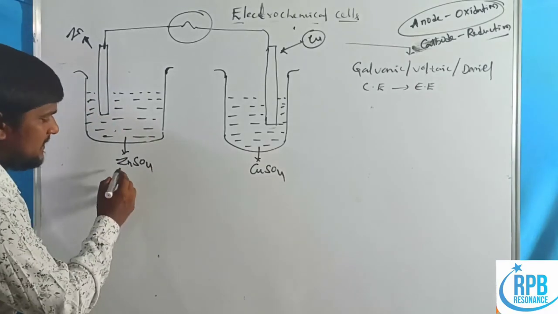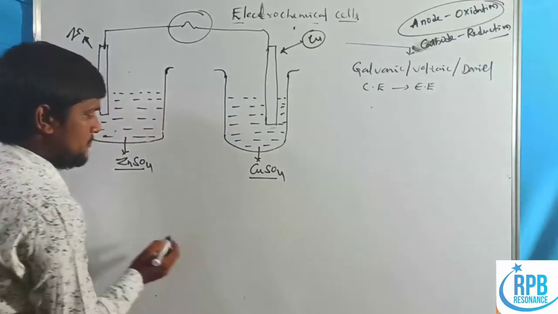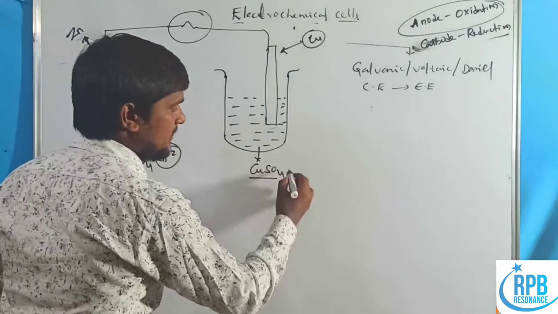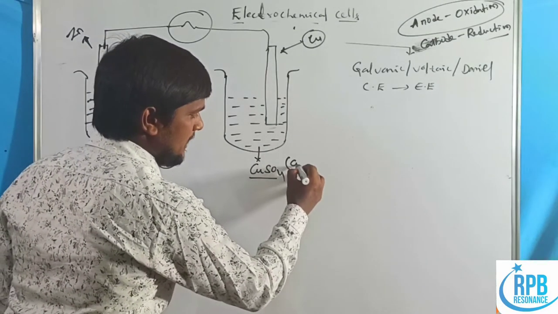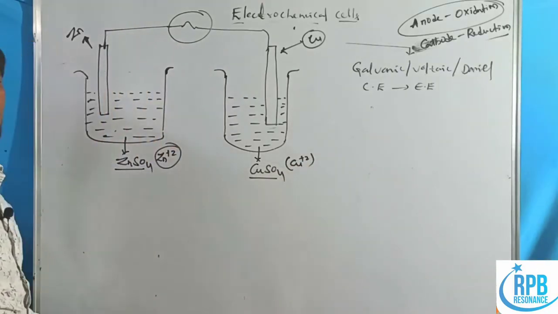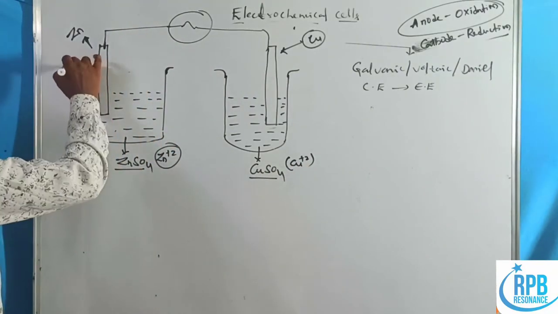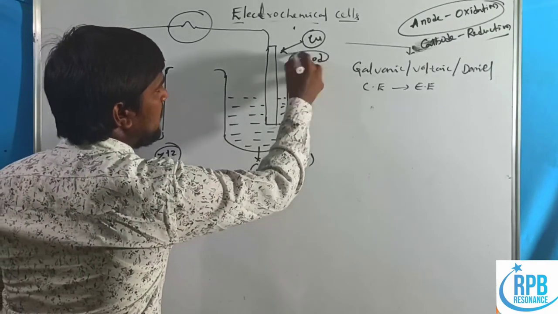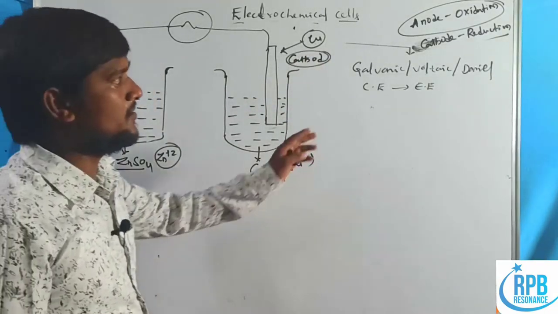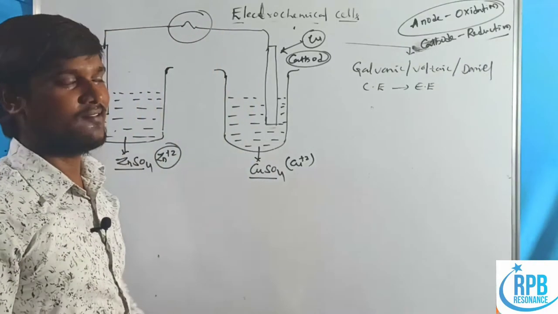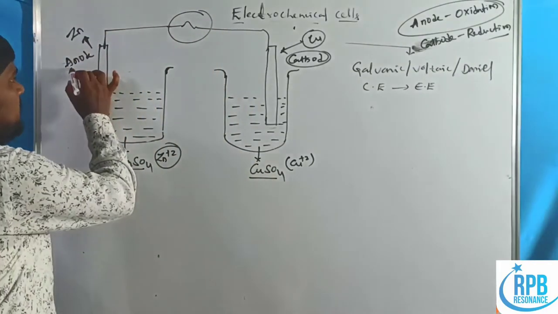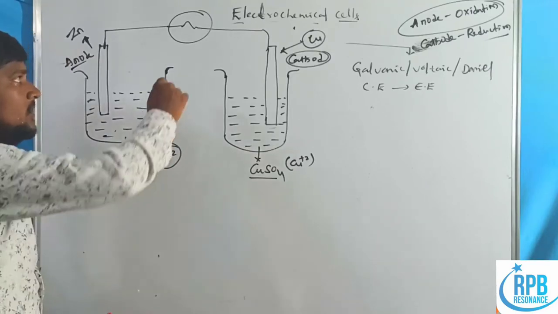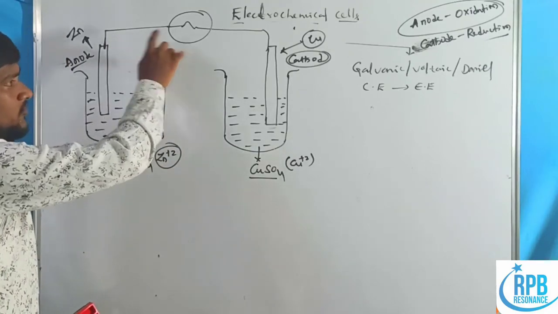Now here, zinc sulfate solution produces zinc plus two ions. In the copper sulfate electrolyte, we have the copper plus two type of solution. The left hand side is always the anode, and the right hand side is always the cathode. We already discussed anode oxidation and cathode reduction. Anode oxidation simply means the loss of electrons.